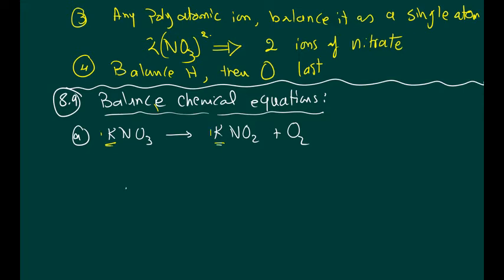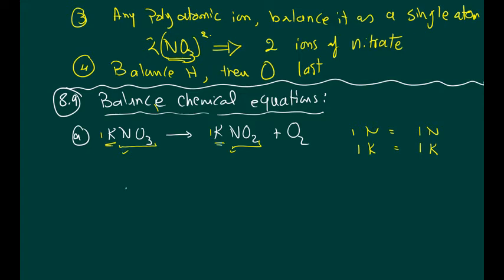Look for NO3. If you need to treat it as one unit, as we have mentioned, I can't do it here because I have NO3 on one side of the equation and NO2 on the other side. So you'll treat each atom as single. I have here one nitrogen and one nitrogen, so N is balanced. 1, 1. Potassium, K, K.